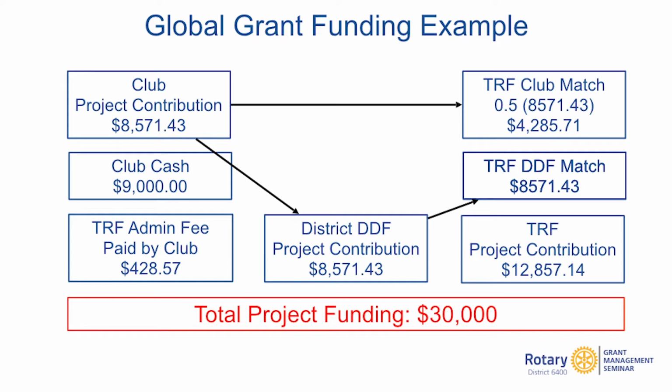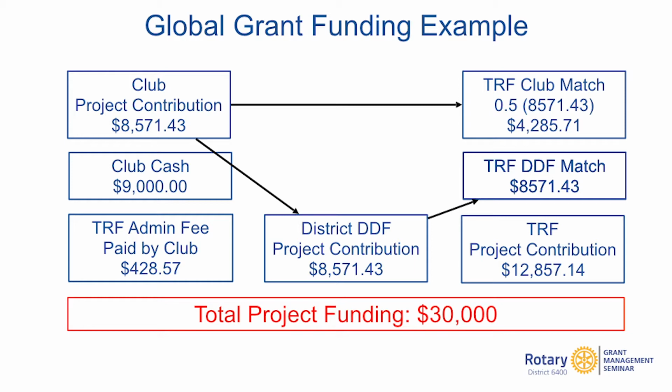So they take that $500. If you want $9,000 to be in there, you'll have to do that reverse math so that you end up with a net of $9,000. So $8,500 from the club. The district then will match that $8,500. And then the Rotary Foundation, they'll match our DDF dollar for dollar. And your club money, after the 5%, will be matched 50 cents on the dollar.